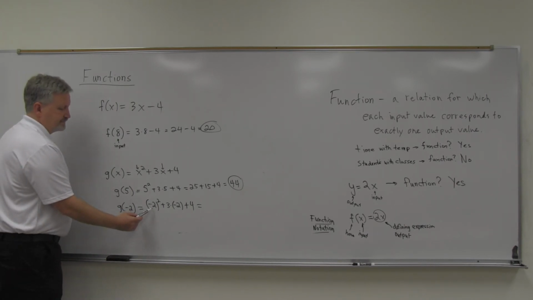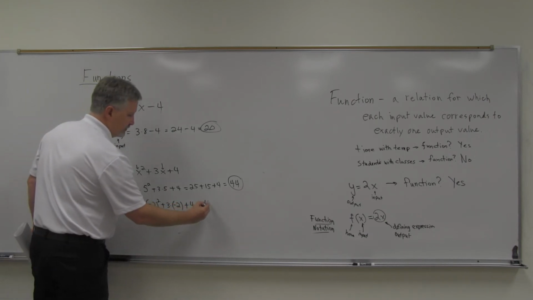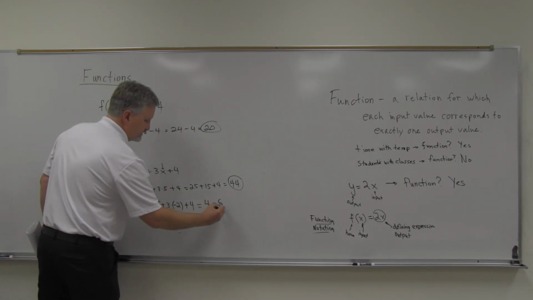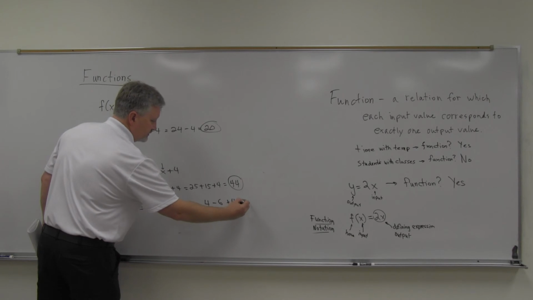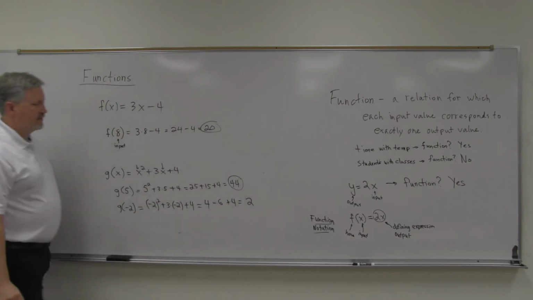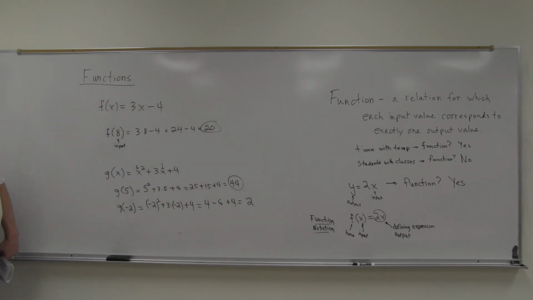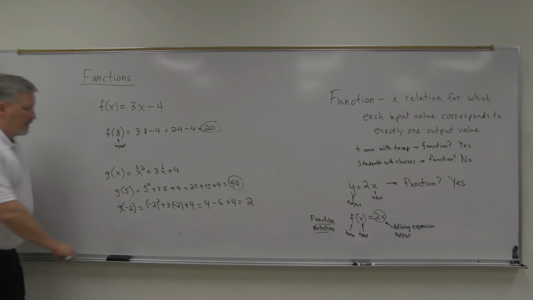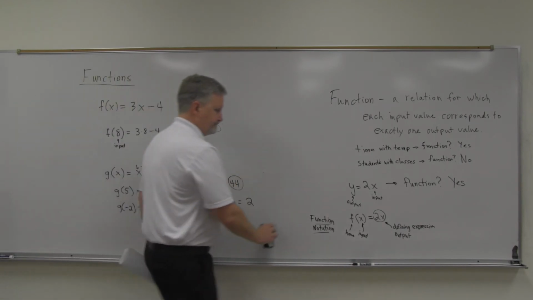If I square negative 2, that's a positive 4. 3 times negative 2 is minus 6, plus 4. So if you do all that out, you get positive 2. Is that okay? Any question or concern? All right.